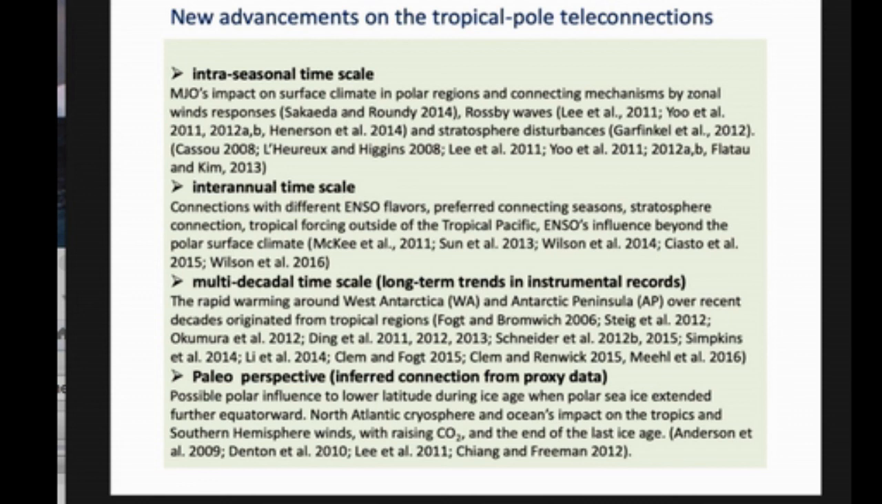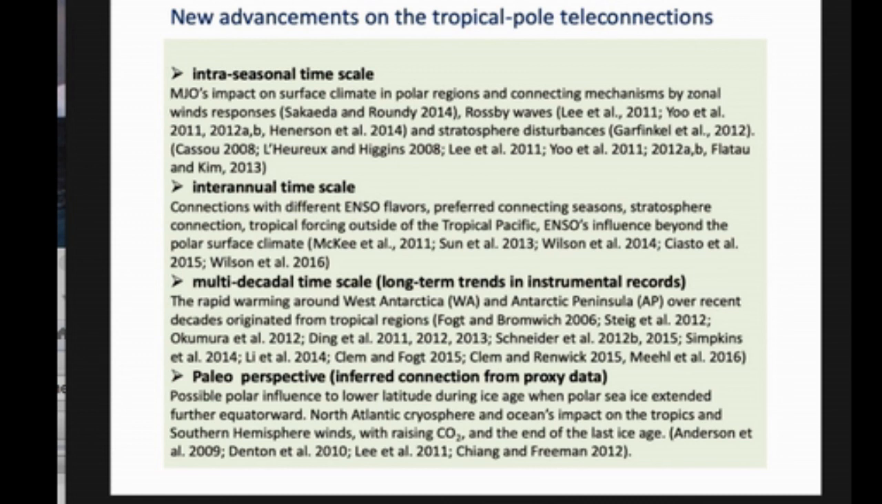And the possible polar influence on the lower latitudes during the Ice Age, when polar sea ice extended much further equatorward. That's probably the largest change. It's not the tropical continents. The high latitudes have one ice cap on the land and sea ice, all pushed to the lower latitudes. Then you alter the variability in the Pacific, and the ITCZ may be moved further south.